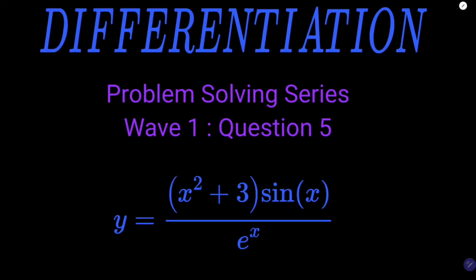Today we're working on question 5. This one is interesting because it combines the quotient rule, product rule, and chain rule all in one function. So let's dive in.